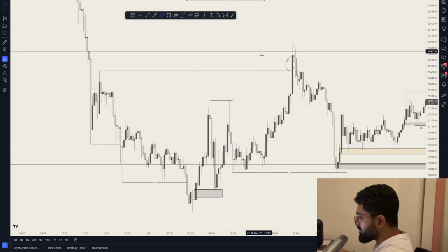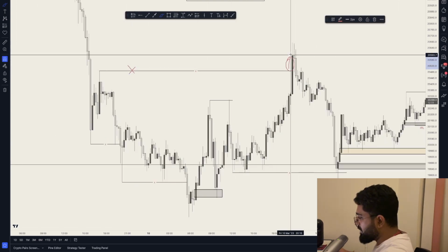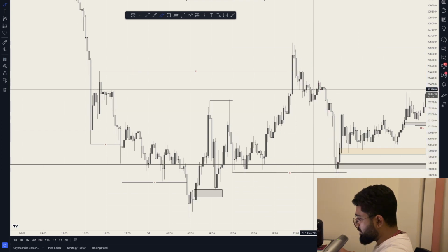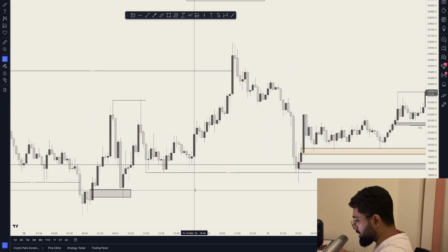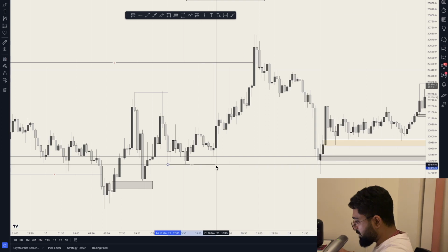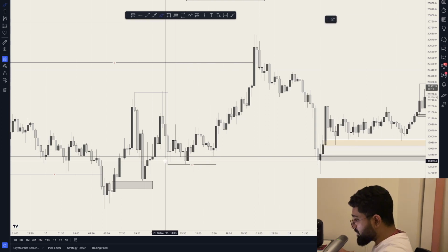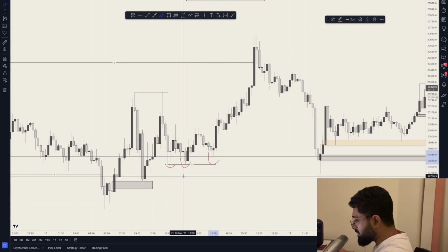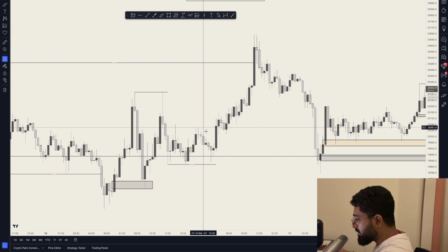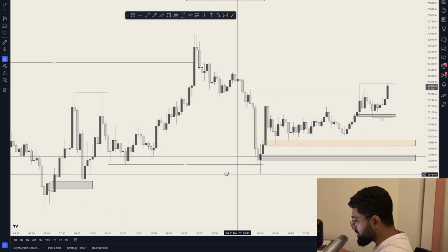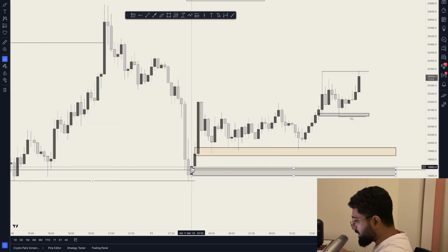So price goes above, takes this high, and then it takes a really big swing down. What do we have here? We have these lows here, this low, this low, this low. These are relative equal lows. Price comes here, takes the liquidity from these relative equal lows, and then price starts to go up again.